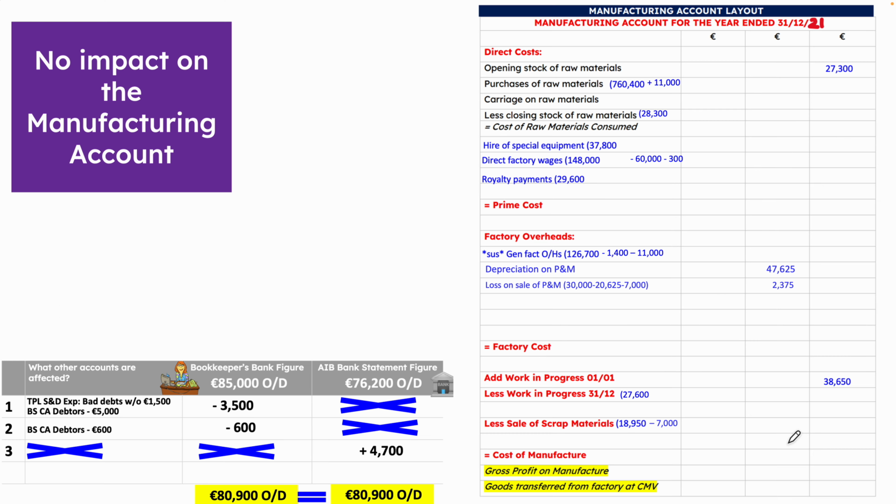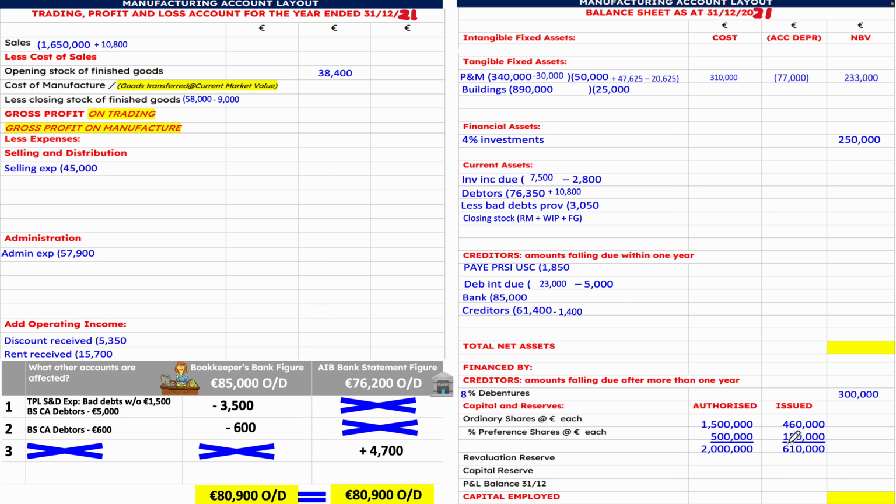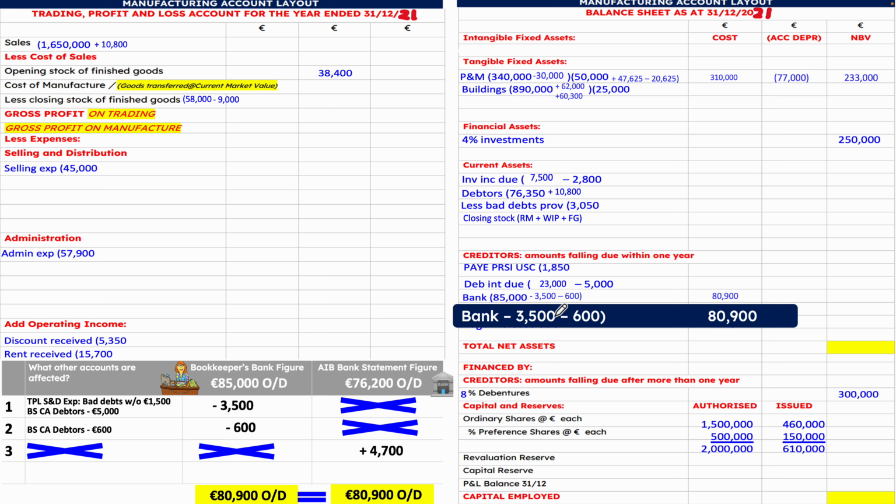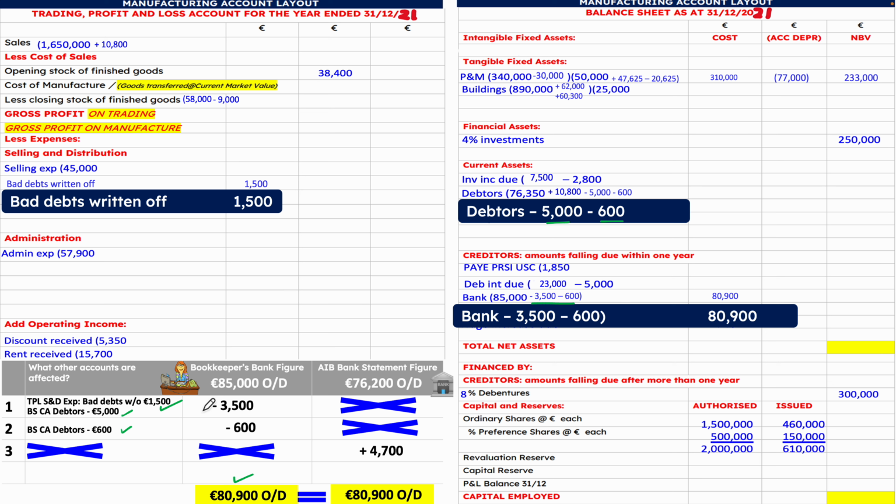Now all we have to do is put it into the accounts. As you can see, there is no impact on the manufacturing account. But into the trading profit and loss and the balance sheet, we'll do the bank adjustment here. So minus 3,500, minus 600, that'll be 80,900 in the bank. Then we've got the debtors, we're minusing by 5,000 and we're minusing by 600. And then we are writing in bad debts written off, 1,500 in the selling and distribution. So that is what the bank adjustment looks like in the accounts once we have that done.